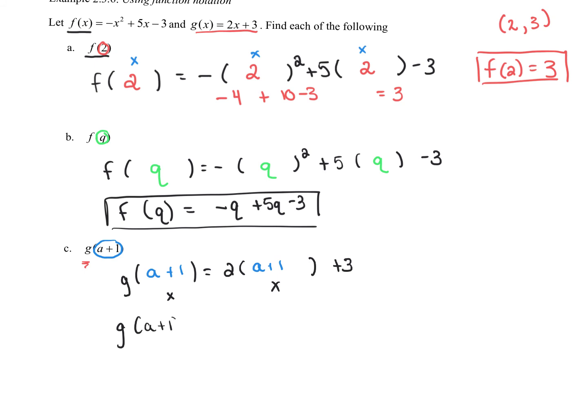So g of a plus 1 equals, you should distribute the 2 into the parentheses, 2a plus 2, then plus the 3 at the end. So g of a plus 1 equals 2a plus 5.